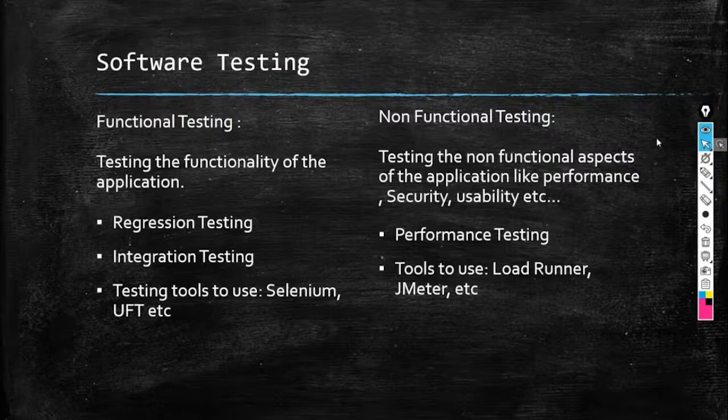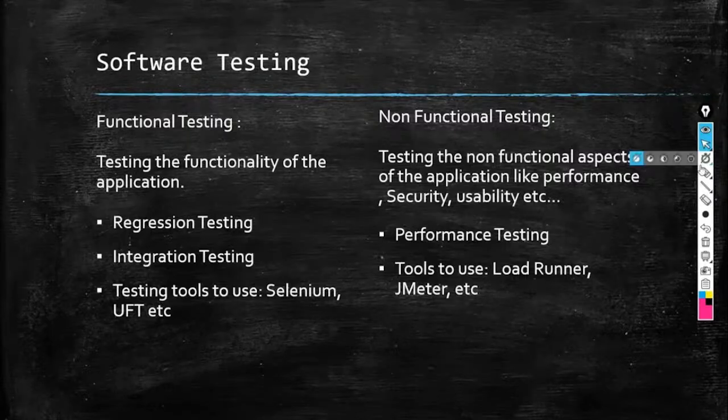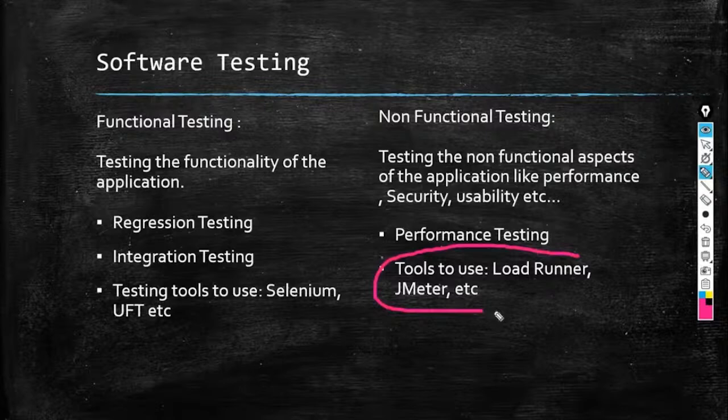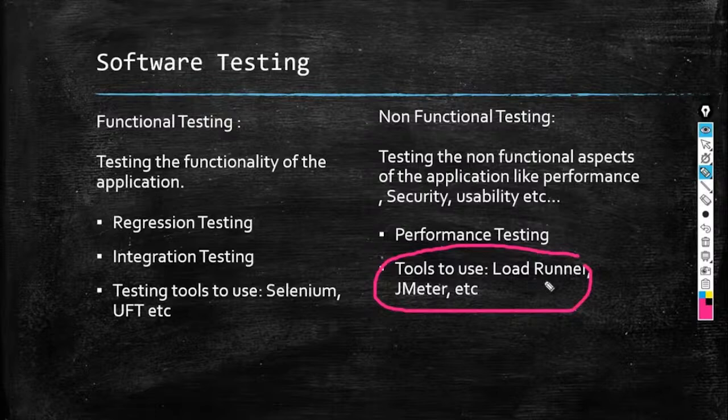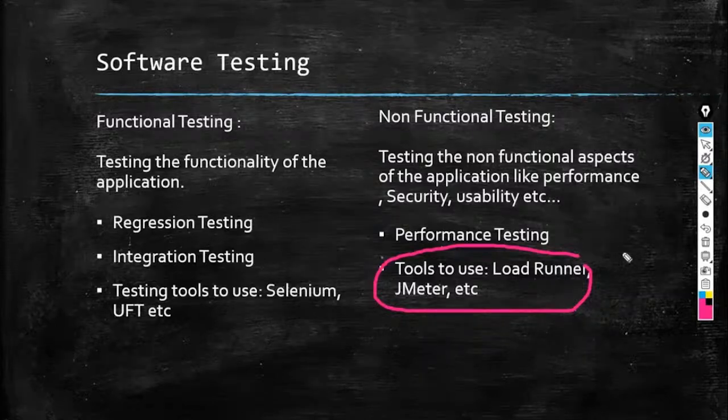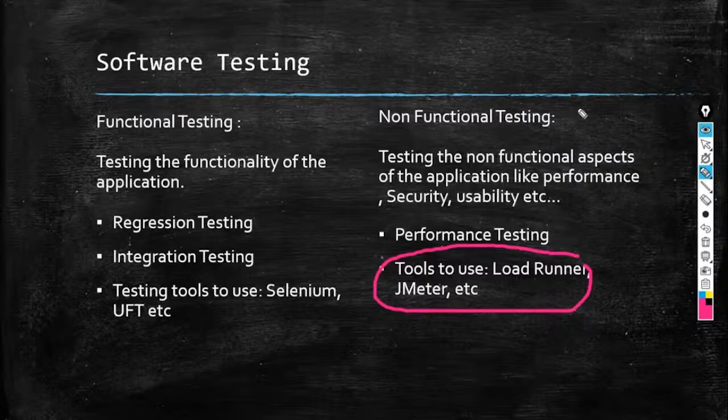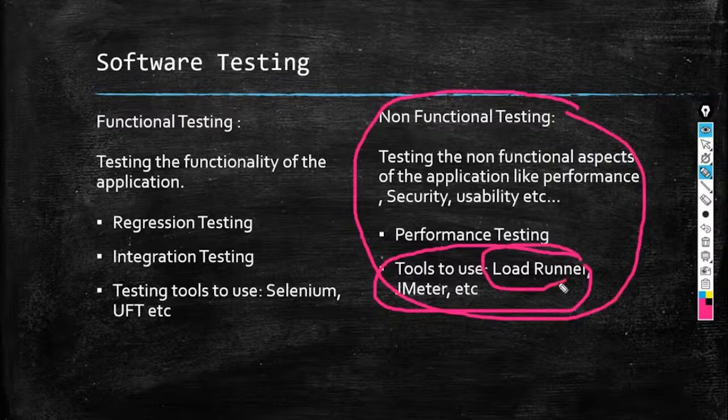The tools that we have in the market are LoadRunner, JMeter, Gatling, NeoLoad. There are so many tools available, but the most widely used are LoadRunner and JMeter. The market share for these two tools comprises approximately 80%. LoadRunner is a licensed tool, whereas JMeter is open source. So this is the primary difference between functional testing and non-functional testing. As part of this course, we will focus on this, especially the tool LoadRunner.